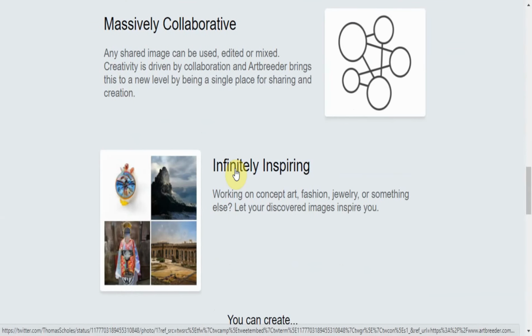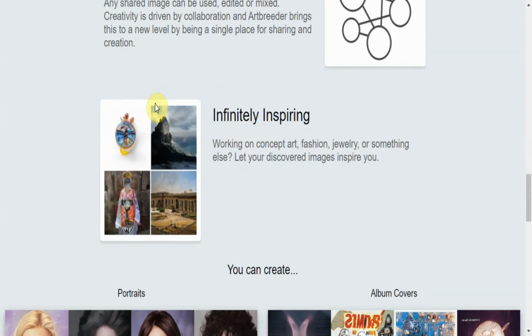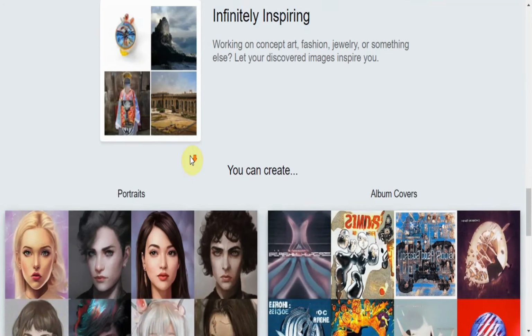Now, it's massively collaborative, so any shared image can be used, edited, or mixed. Creativity is driven by collaboration, and Artbreeder brings this to a new level by being a single place for sharing and creation. Okay? So you could do concept art, you could do fashion, jewelries, you could do medieval stuff, you could do landscaping, as it was said earlier. You could take someone from the 19th century and remodel them to look like someone in the 12th century. Okay? Now here's some examples of portraits that people have done.